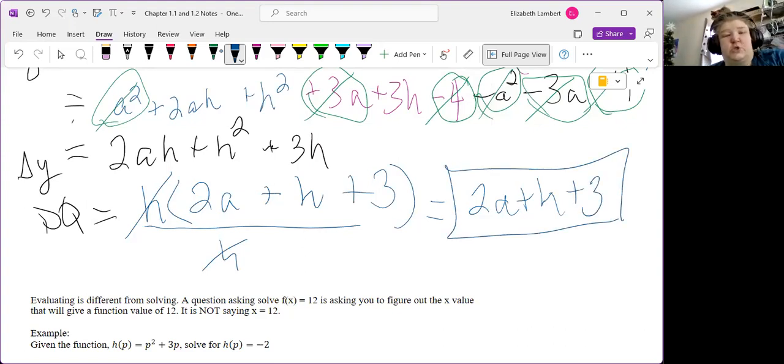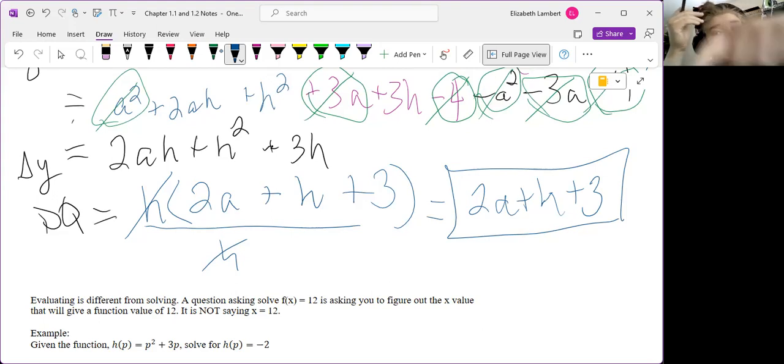That is the difference quotient for that crazy function we started with. Now, if you look at that, you might be like, Liz, that's not the derivative. No, it's not. That's the difference quotient. The derivative is when you take the limit as h goes to 0, the h goes away, and you get 2a plus 3 or 2x plus 3, whatever. We're not doing that in this class. All we're responsible for is what we just did right here.